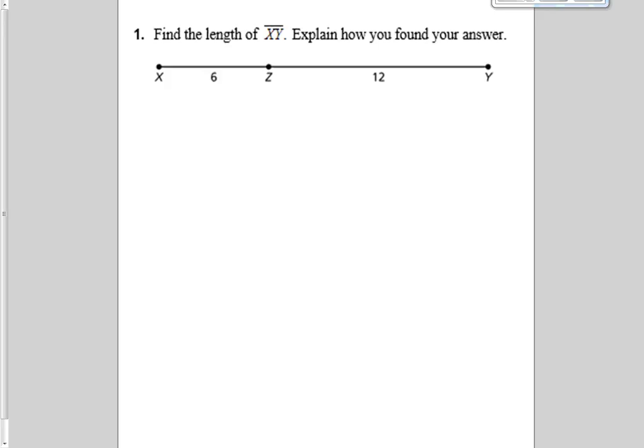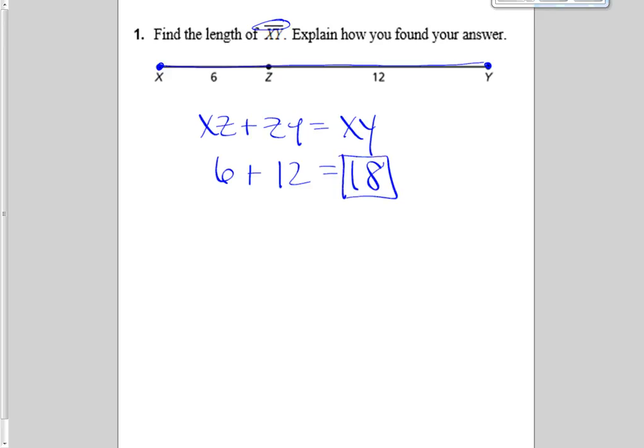Alright, first you got to know what XY is. There are two endpoints, X and Y. We're asking what's the length of that line segment going all the way through. I know it's a line segment because on the top it has a little line segment bar. And then we've got our segment addition postulate that says XC plus CY is equal to XY. So six plus 12 would be 18.